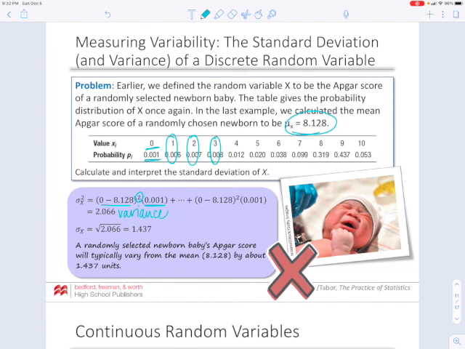is 2.066. And then when we take the square root of that, we get the standard deviation, 1.437. So what does that mean? It means that a randomly selected newborn baby's APGAR score would typically vary from the mean, which is 8.128, by about 1.437 units. So just remember, everything that we've done up to this point are for discrete random variables.